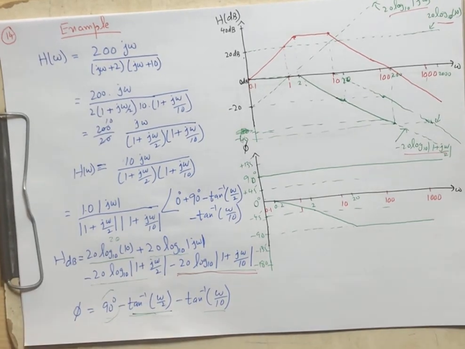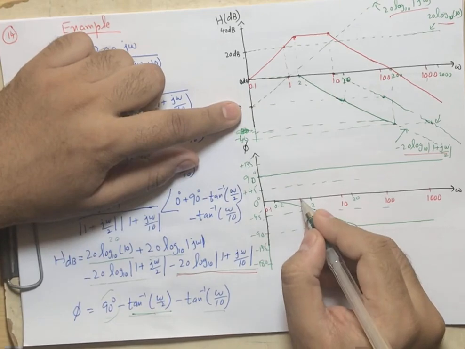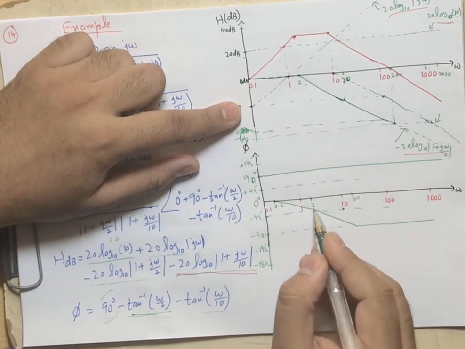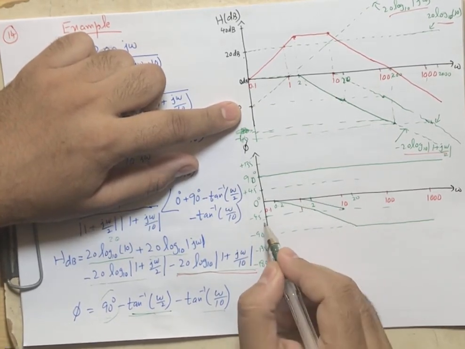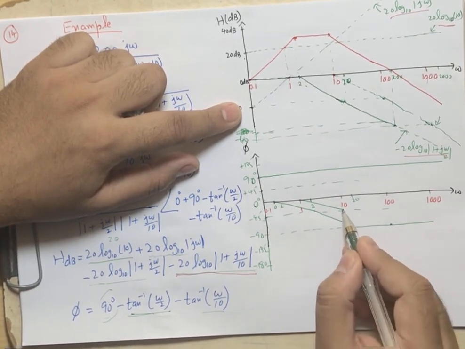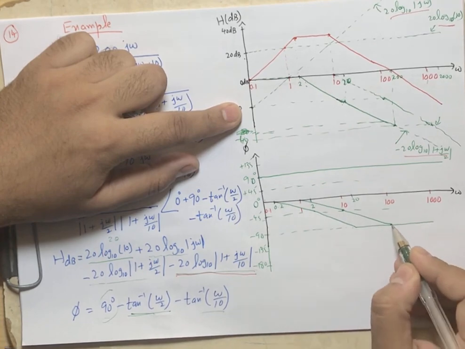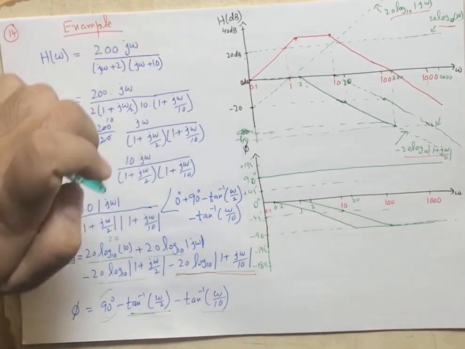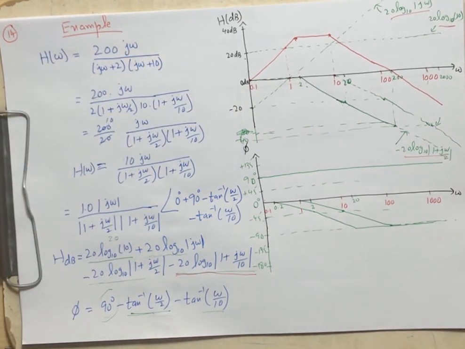It is for this one, and for 10 it will start from 1, and it will reach an angle of minus 45 degree, and at 100 it will reach minus 90 degree, and then it will remain at minus 90 degree as well. So now I'm going to add them all.